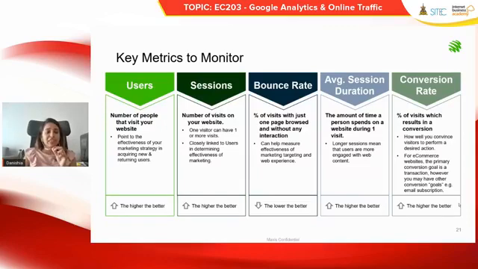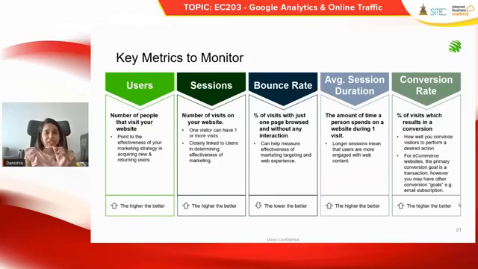site. The first would be users. Now, users tells you the number of people that visit your website. So why you should be monitoring this metric is really because it points to the effectiveness of your marketing strategy in acquiring new and returning users. Sessions is the second one. This is the number of visits on your website. So one visitor or one user can have one or more sessions on your website. So therefore, it's quite closely linked to the users in determining the effectiveness of your marketing.